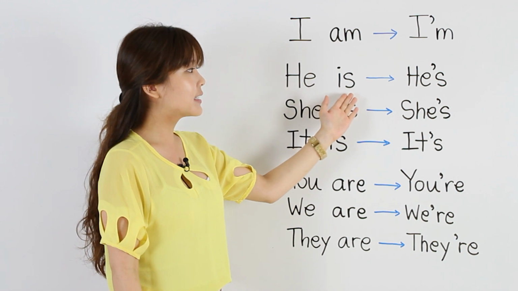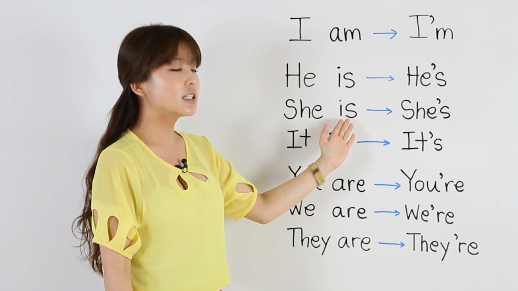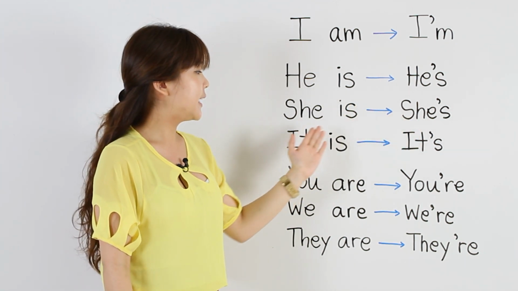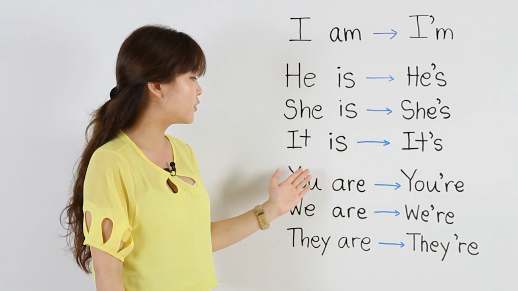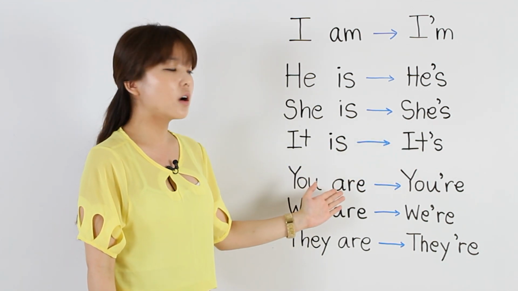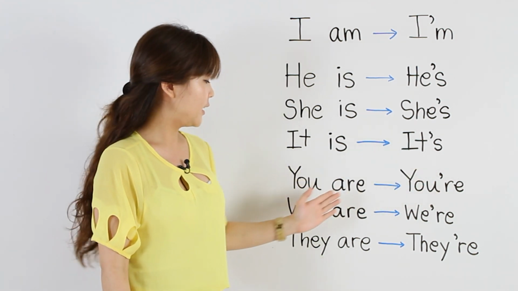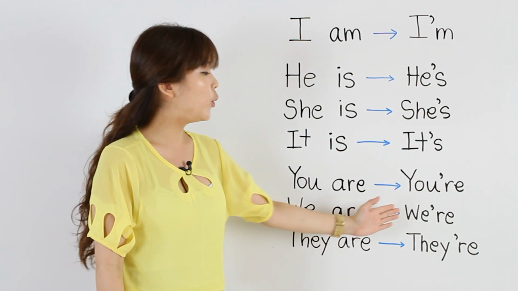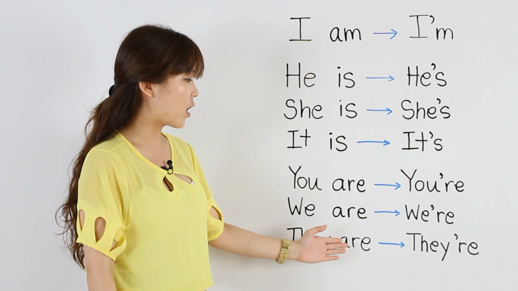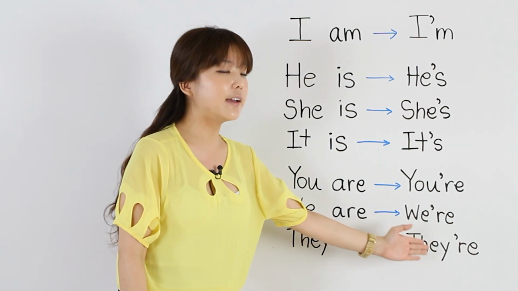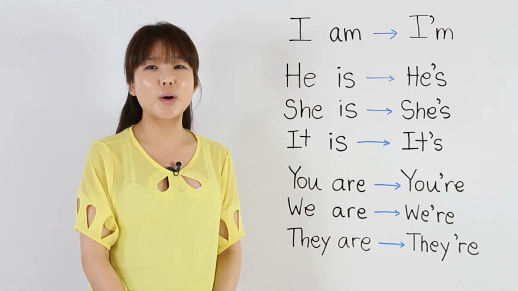Okay, so I am becomes I'm. He is, he's. She is, she's. It is, it's. Okay, let's move on to the bottom. You are becomes you're. We are, we're. And they are, the contraction is they're. Okay, let's move on to the next part.